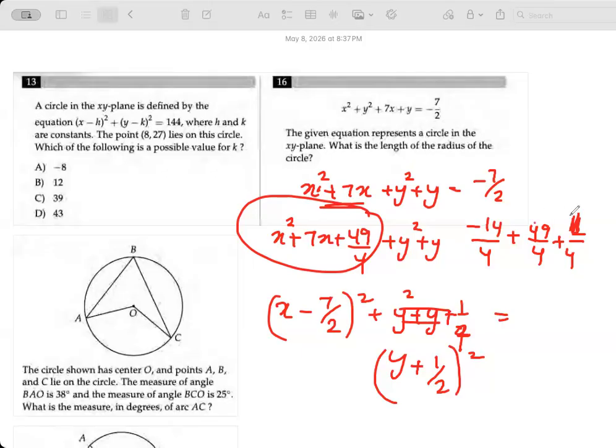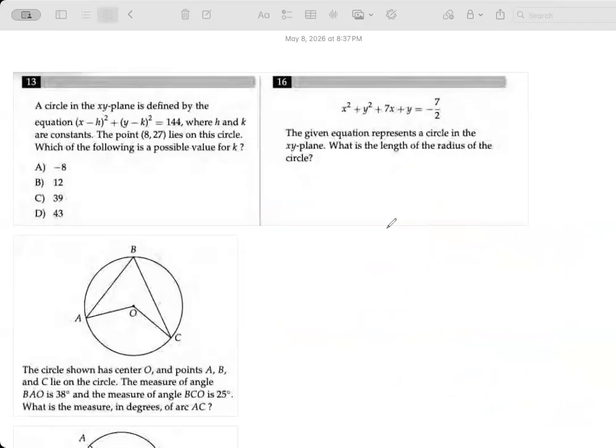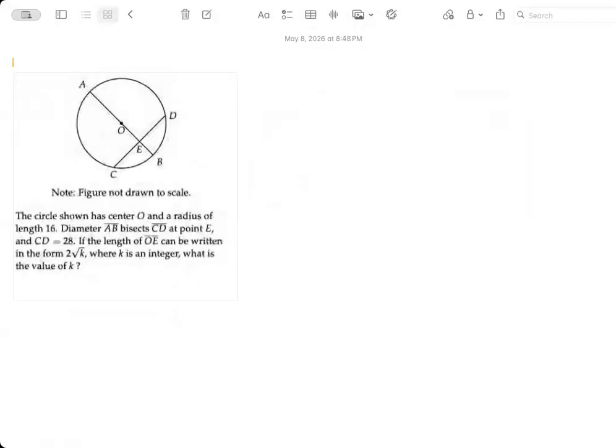So now I need to simplify this. 50 minus 14 is 36. So 36 by 4 is r squared, so r is 6 by 2, which is 3. Any questions? Completing squares is very important. Okay, the last question in this, let's see, can you do this?